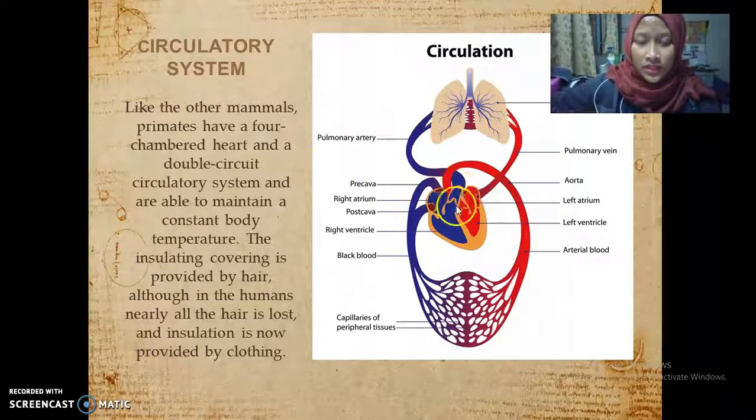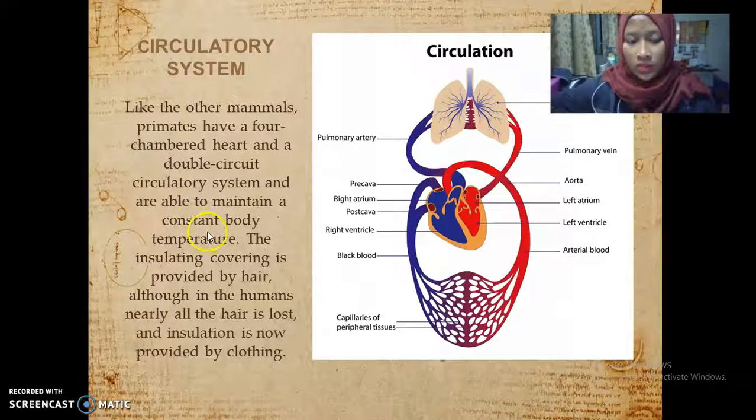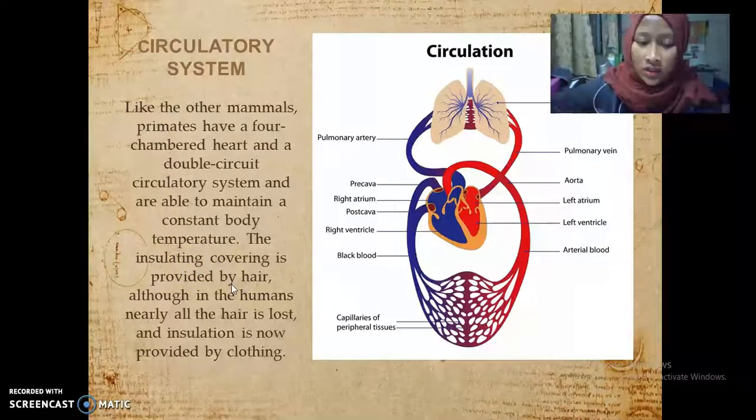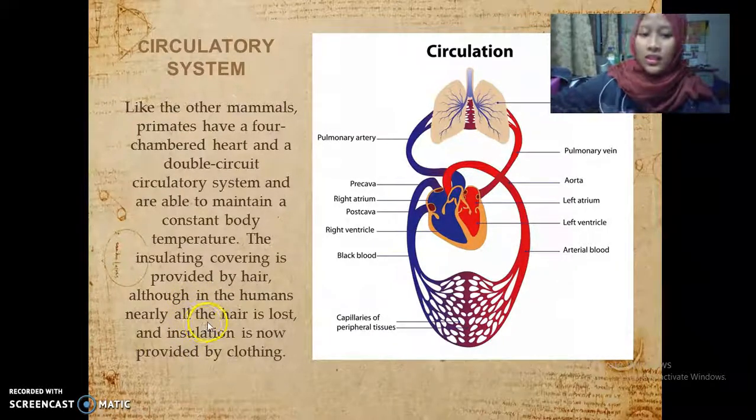So we see that, like other mammals, primates also have a four-chambered heart and a double circulatory system. The four-chambered heart consists of the right atrium, right ventricle, and also the left atrium and left ventricle. The circulatory system is able to maintain a constant body temperature, and the insulating covering is provided by hair in the apes, while in humans most of the hair is lost and insulation is provided through the skin and also veins.